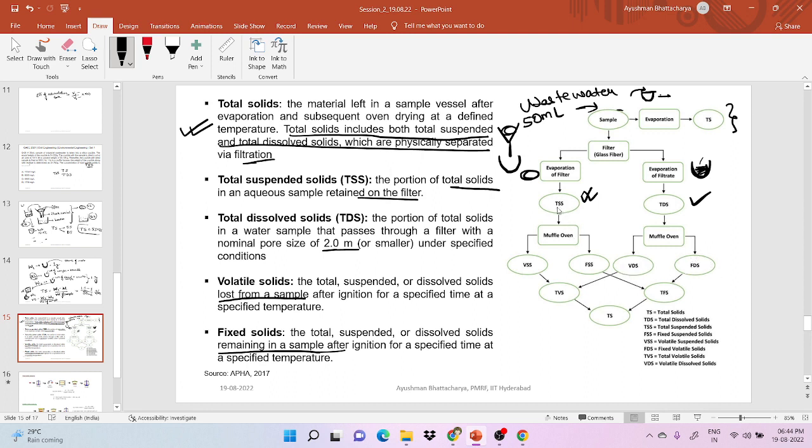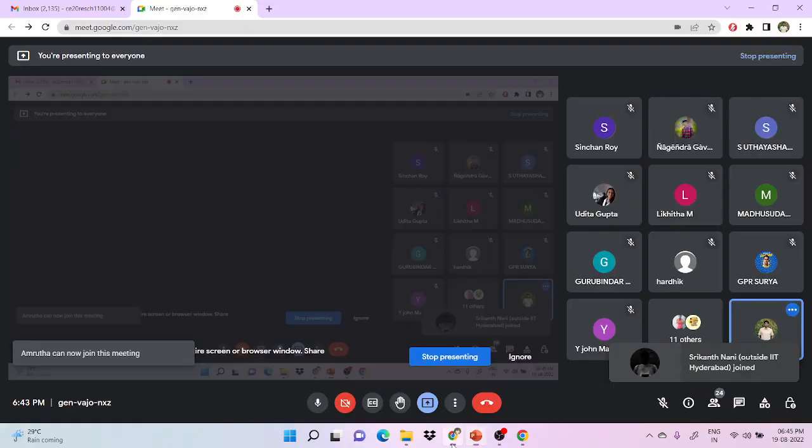However, if you keep the total suspended solids in the muffle furnace, you will get volatile suspended solids and fixed suspended solids. Fixed suspended solids and fixed dissolved solids are known as total fixed solids, and volatile suspended solids and volatile dissolved solids will give total volatile solids. Total volatile solids and total fixed solids will give total solids. Is it clear? If anyone has any doubt, you can ask me.